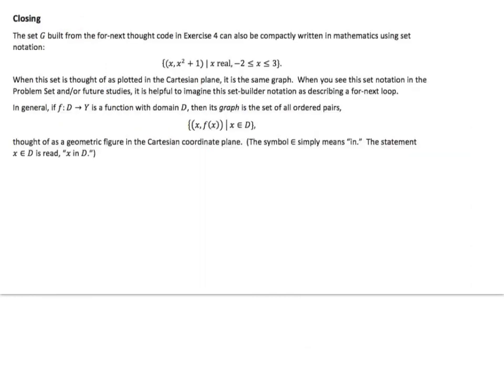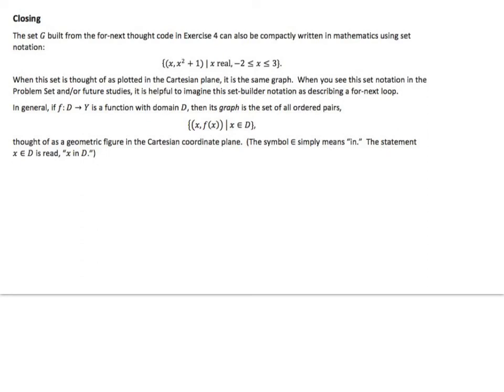Cool. Closing. The set of all G built from the for next code in exercise 4 can also be compactly written in mathematics using set notation. The set of all ordered pairs x and x squared plus 1, such that x is real, not an integer, it's real, -2 to 3. Okay, we know this is going to be a graph where things are connected, not just points plotted.